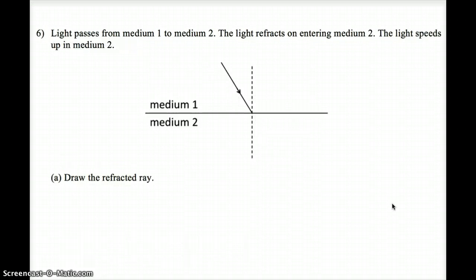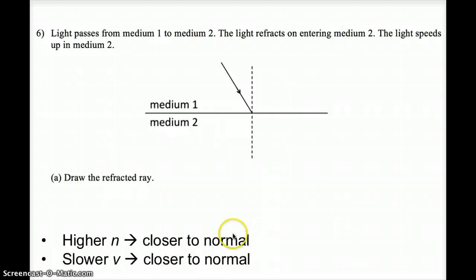Lastly, number 6. Light passes from 1 to 2, it refracts. The light speeds up in medium 2. So remember the rule, the slower the speed, the closer to the normal. It speeds up in medium 2, which means it's going slower right here in medium 1. So this, medium 1, is where the ray is closer. We mark that angle. Now we need a bigger angle, which puts the ray farther from the normal.